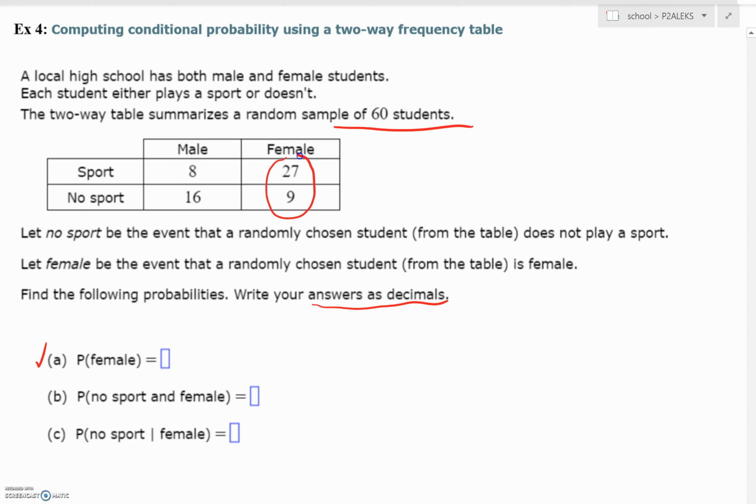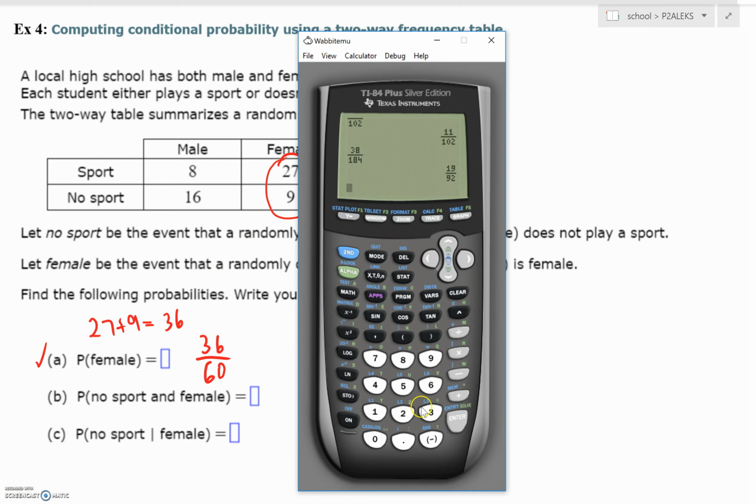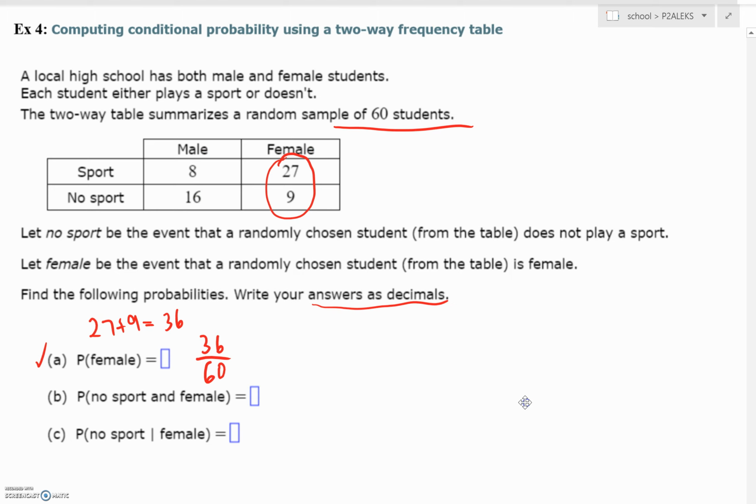Well, you can see right here, you've got 27 females who play a sport, 9 who do not. 27 plus 9, I think you can see pretty quickly, is 36. So it's 36 out of the 60 kids here. And, again, you're going to be writing this as a decimal. So we're just going to quickly type in 36 divided by 60, and we'll get 0.6.